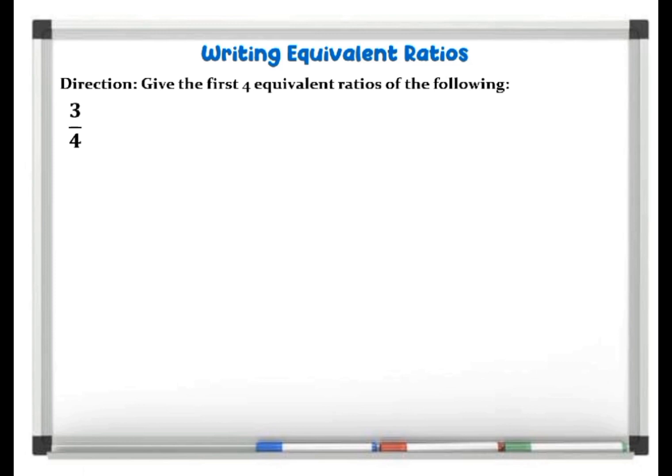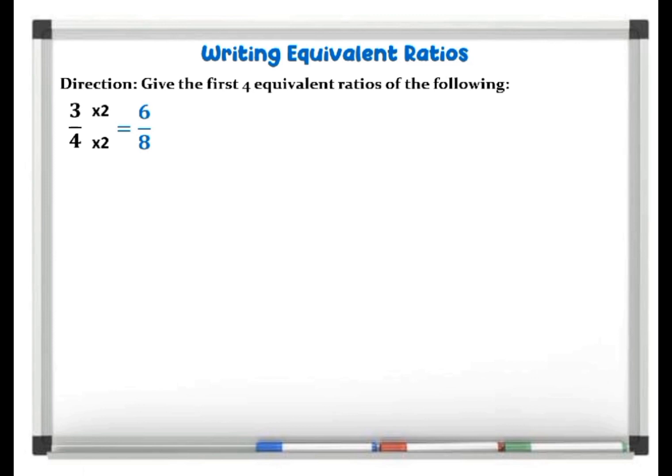Yes, kailangan nating mag-multiply. Okay, i-multiply natin sila, ang 3 at 4, sa parehas na number. Okay, so ano po ang pinakamaliit na number na pwede nating i-multiply? Siyempre, yun po ay 2. Hindi naman pwede ang 1. Okay, let us multiply them by 2. Okay, 3 times 2, the answer is 6. 4 times 2, the answer is 8. Okay, so 3/4 is equal to 6 over 8.